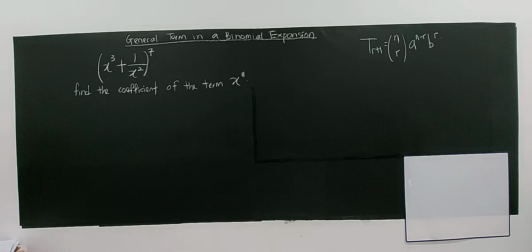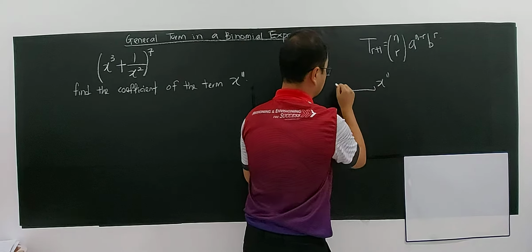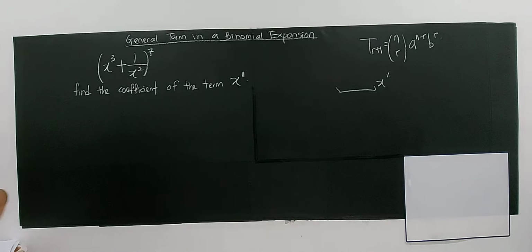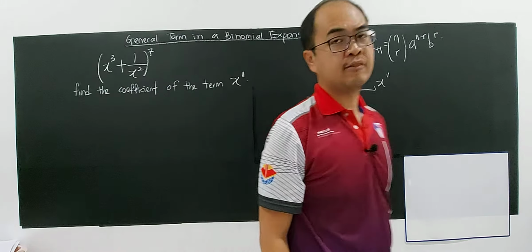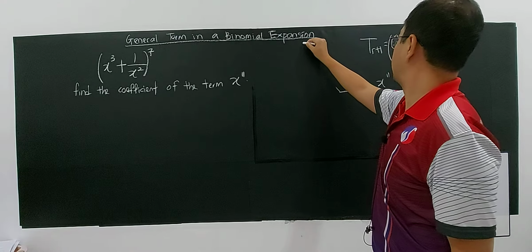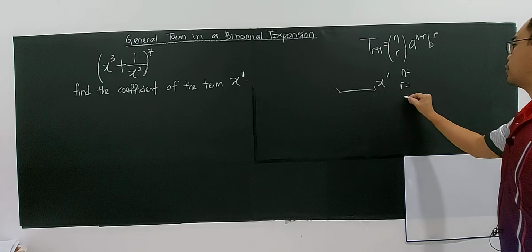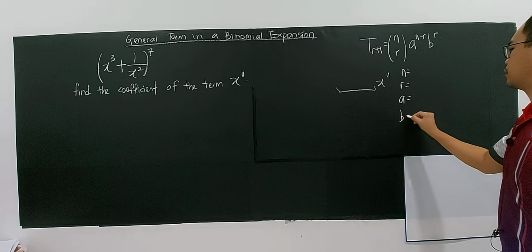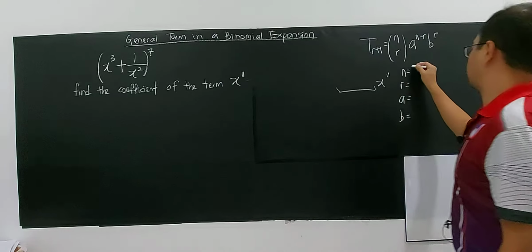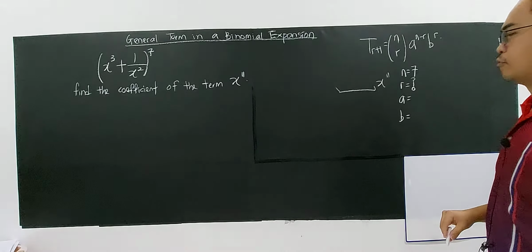In the previous lesson, I told you that the coefficient means the number in front of the x to the power of 11. Of course, you have four things that you need to identify before using the formula: the value of n, the value of r, the a, and the b. In this case, the value of n will be 7, the power, and r is something that you always want to find.